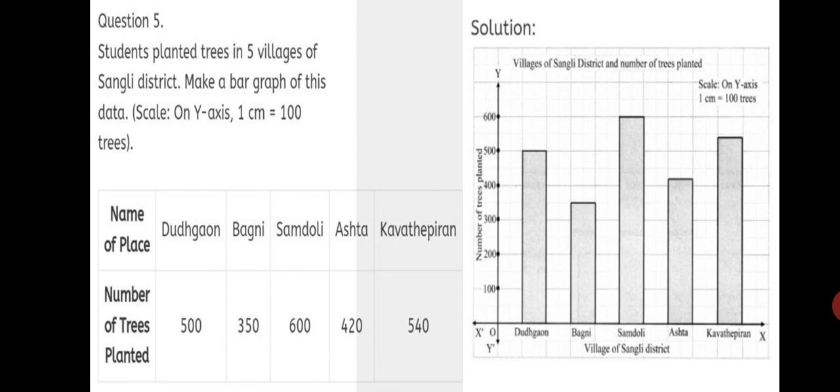And last, Kavathipirin, you have to mark 540. So now tell me above 500 how many lines? Yes, 4 lines. For 40, 10, 20, 30, 40, 4 lines. So where Kavathipiran is written on x-axis, go right above, match it with 500 on y-axis and 4 more lines and shade it. So this way you have completed your question number 5 of drawing the bar graph.